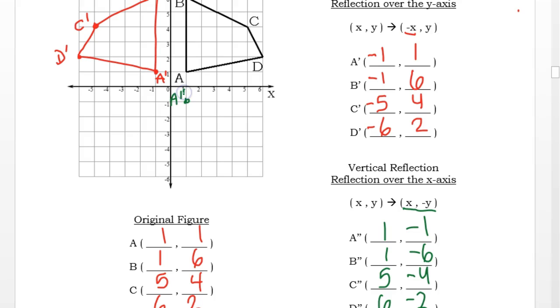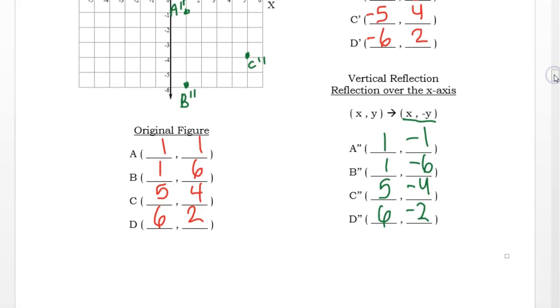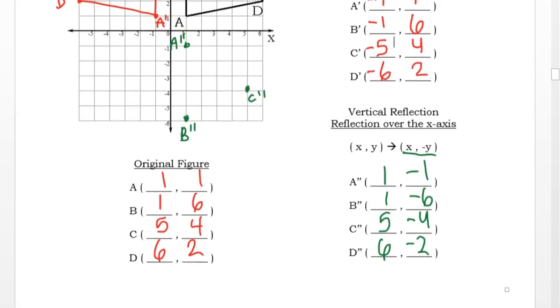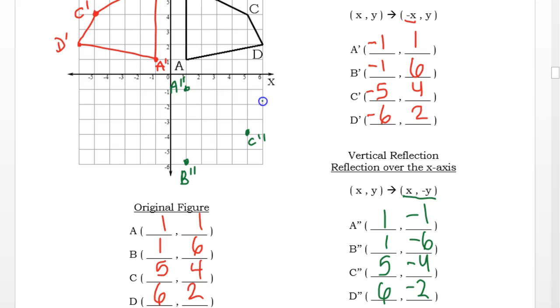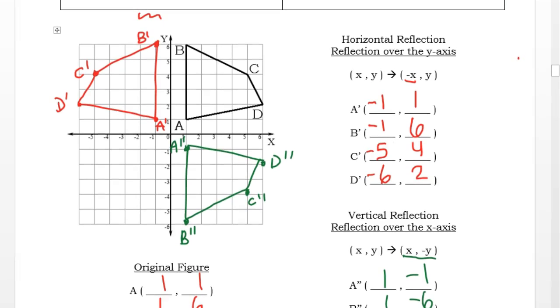Oops, and then I got 2 lines there because it's double prime, or the second image. 1, negative 6 means right 1, down 6. C is 5 right and 4 down. D is 6 right and 2 down. And then we connect all of those in order, and again we should see a mirror image where the green one is flipped down.